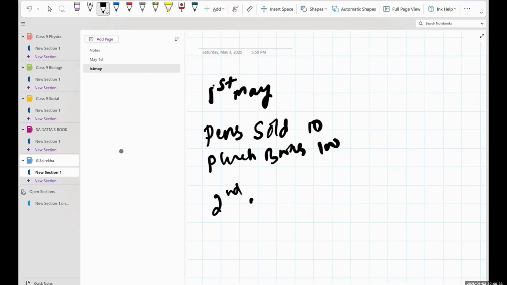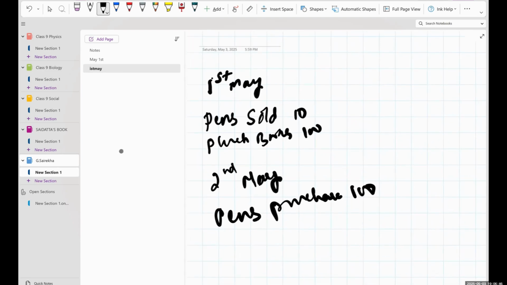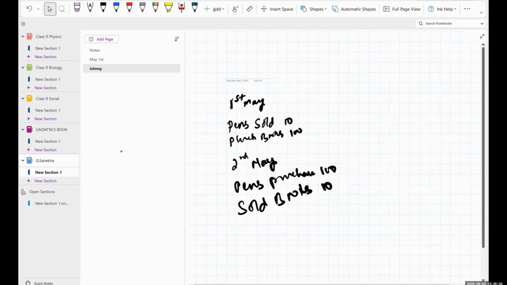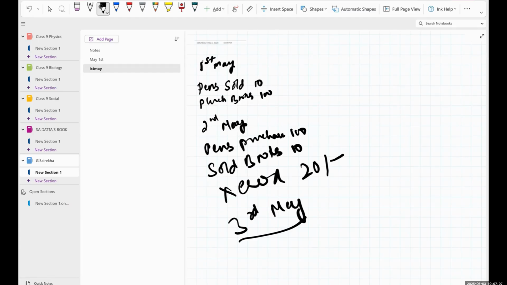Now, coming to 2nd May, again you purchased some pens, because everybody is asking for pens, worth around 100 rupees. And again, you sold books around 10 rupees. Next, you did some Xerox, 20 rupees. Now, coming to 3rd May. This is 1st May, this is 2nd May, this is 3rd May.